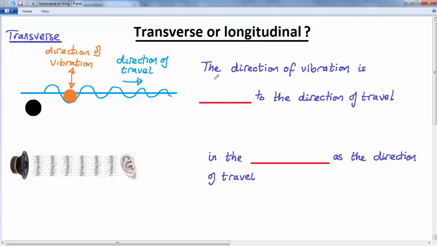In the case of a transverse wave, we can say the direction of vibration is at 90 degrees, let's say perpendicular, to the direction of travel.